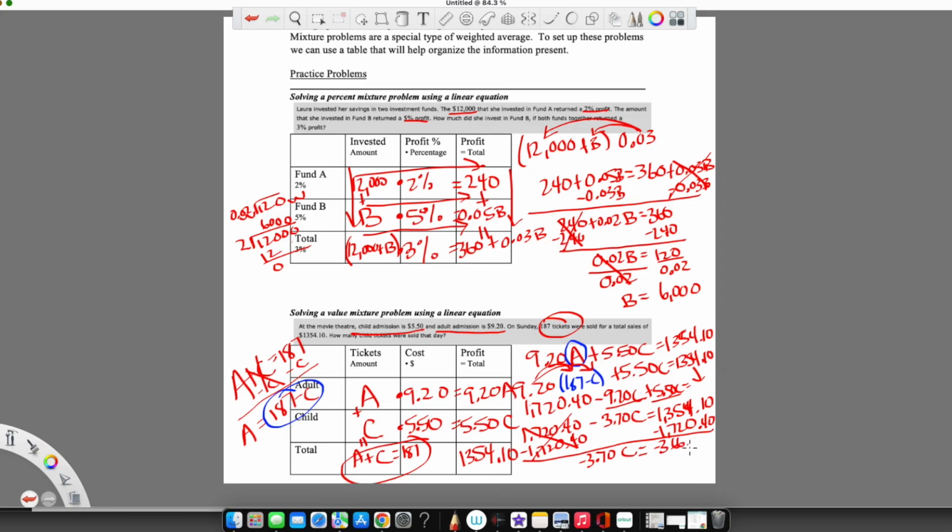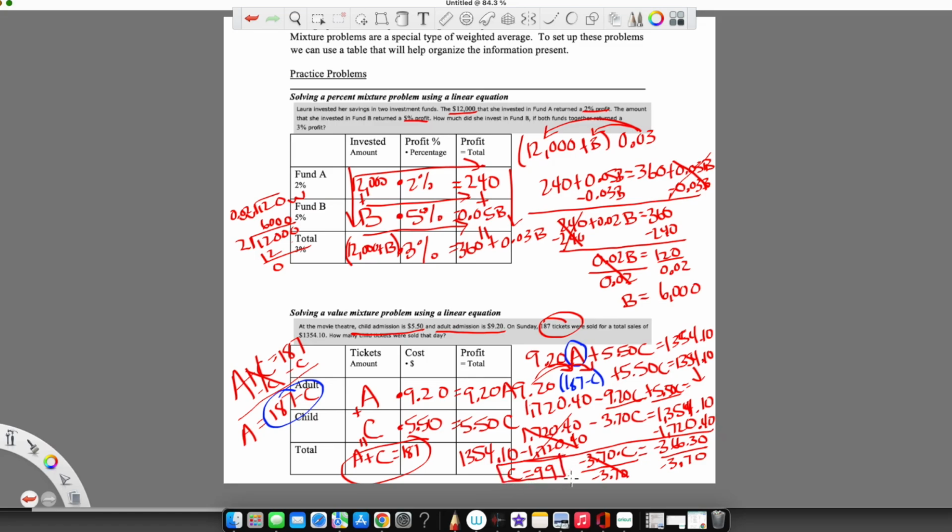$366.30. So my very last step here to find out how many child tickets we sold is to divide by the negative 370, because I'm multiplying here. The opposite of multiplication is division. So anything divided by itself becomes 1. So C equals $366.30 divided by $3.70 is 99. So we sold 99 child tickets that day.